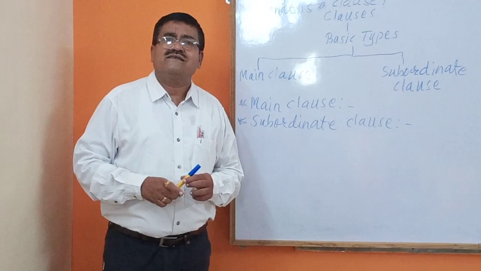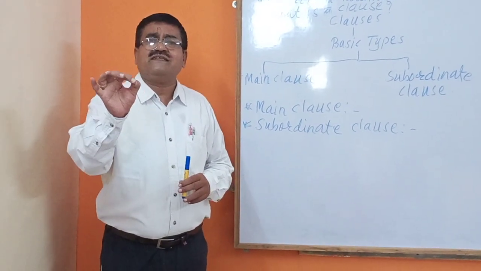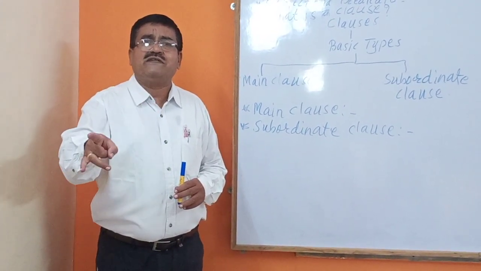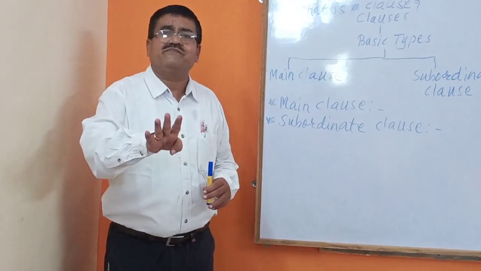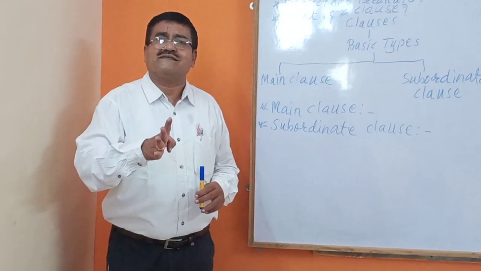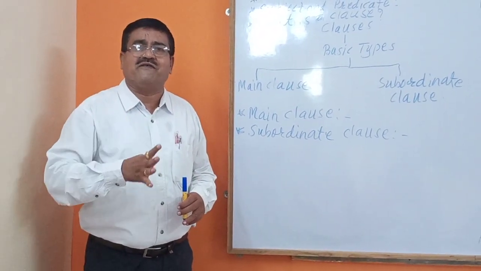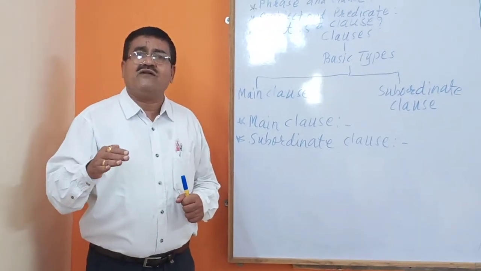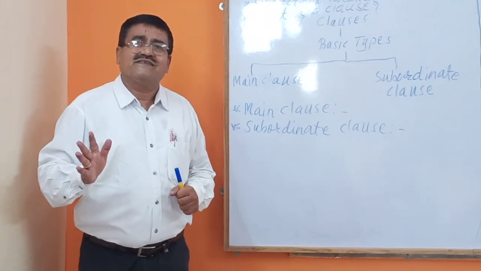So, brothers and sisters, once again I repeat, a phrase is a group of words which can make sense but not complete sense. A phrase does not have any finite verb, any subject or predicate. The clause is a part of a sentence. A clause consists of subject and predicate, that is, a finite verb. In complex sentences, there is a main clause and one or more subordinate clauses.